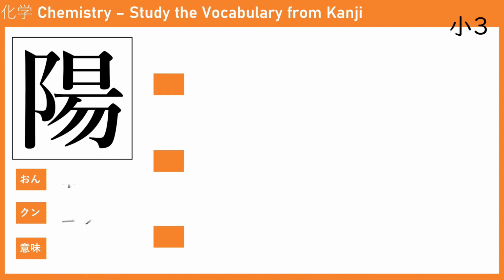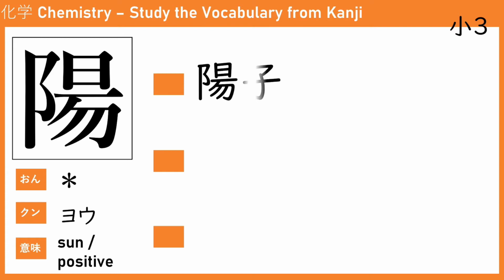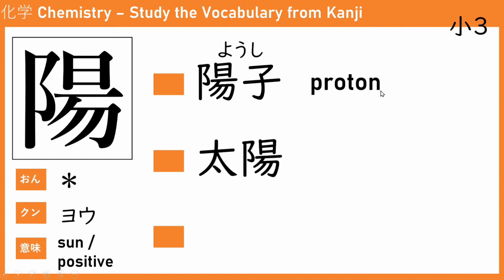The next kanji is yo, which means sun or positive. The first one is yoshi, the plus child, the plus small substance, the plus charge of things, which is the proton. You also have this word taiyo, which means sun. Yeah, you have learned this before in Japanese classes. Taiyo.